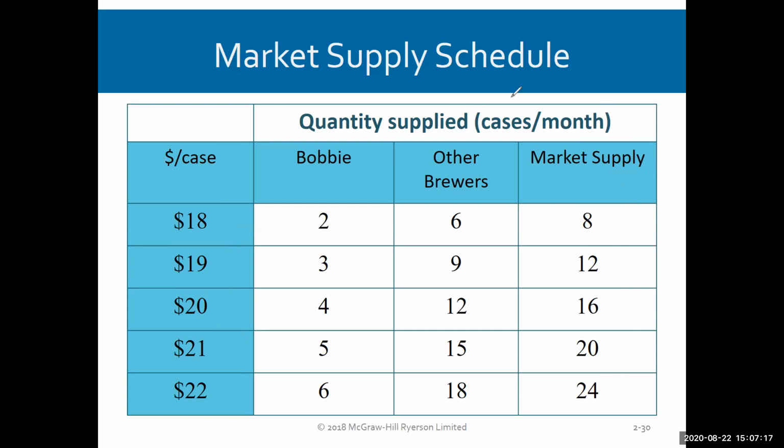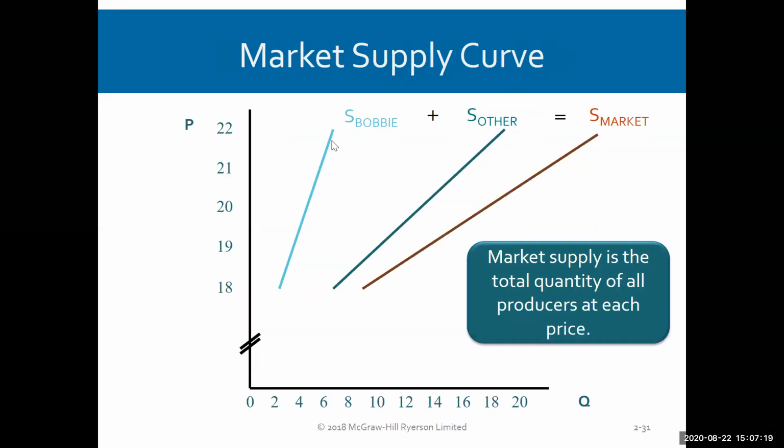So now we're just going to plot this just to finalize it. There we go. On the left, we've got Bobby's supply curve if you plotted it. We've got the supply curve of all the other firms if you plotted it. We just add those up horizontally that way, and we end up with the market supply curve. So the market supply is the total quantity of all the producers at each price. Remember, there's a big difference between supply and quantity supplied. Quantity supplied are the individual numbers. Supply is the whole curve or the whole table.